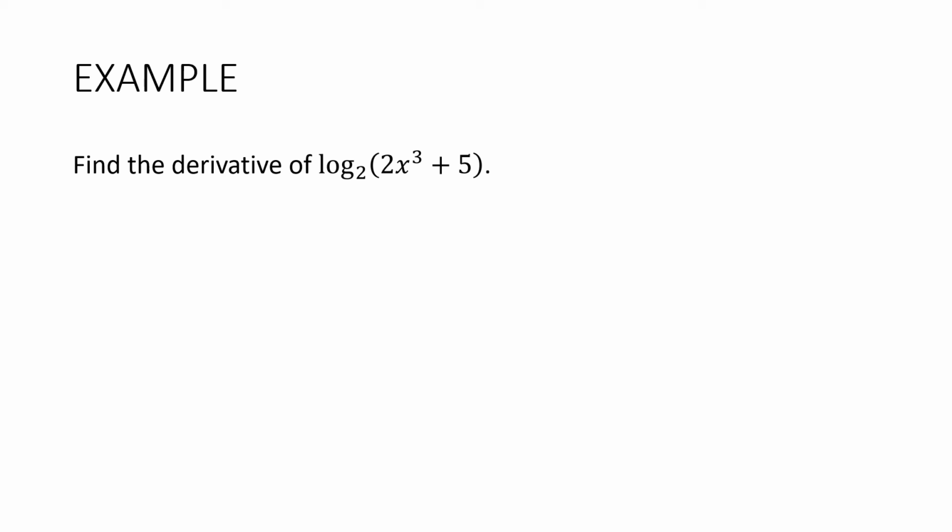We'll finish with one last example. Find the derivative of log base 2 of 2x cubed plus 5. So we have a chain rule. Our outside function is log base 2. Our inside function is a series of power rules. Okay, so the derivative is going to be, we're going to do 1 over 2x cubed plus 5, but we're also going to put ln 2 in there.